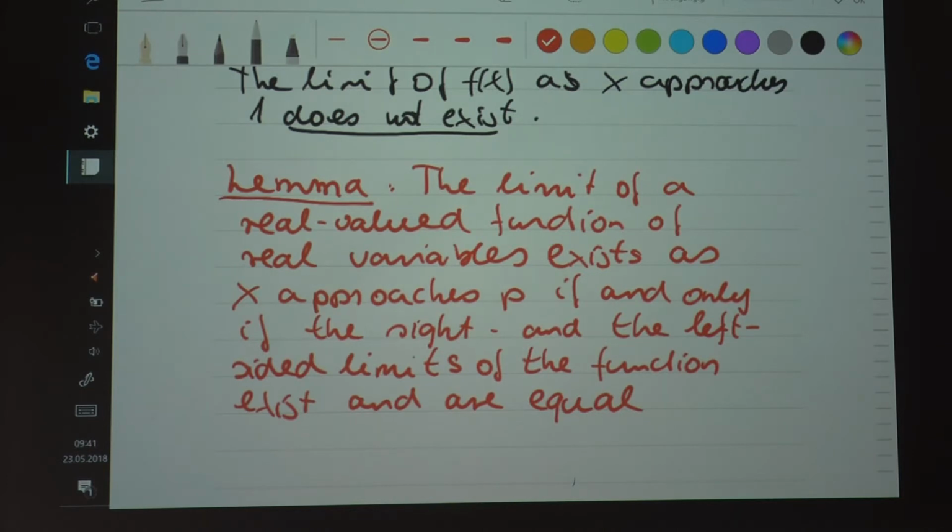Okay, and of course it must be finite as well. By that I mean, if they exist, that it also has to be finite. So if it's infinity, then the limit does not exist.